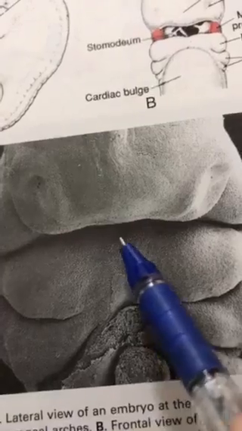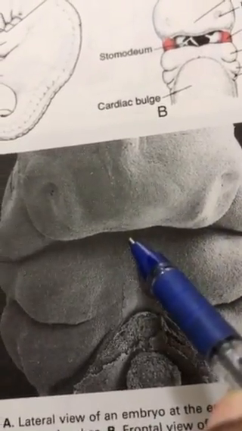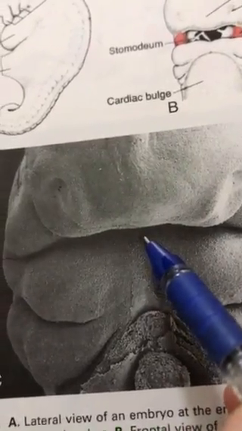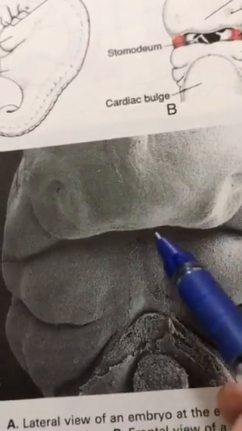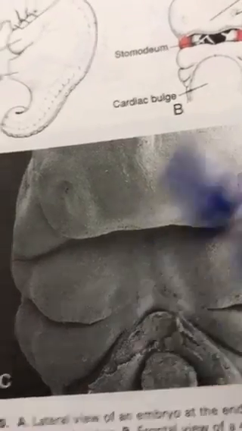Now what happens? Superficially the outer part of the upper lip is formed, but deep inside also these two nasal processes meet. So inside that, it forms three important segments. The major segment is called the intermaxillary segment.